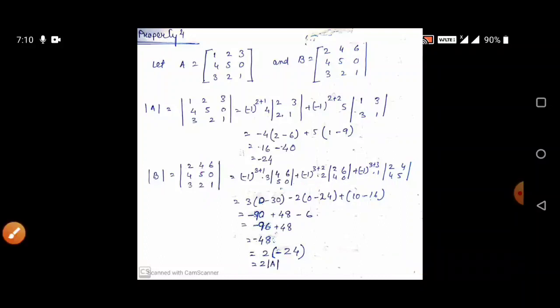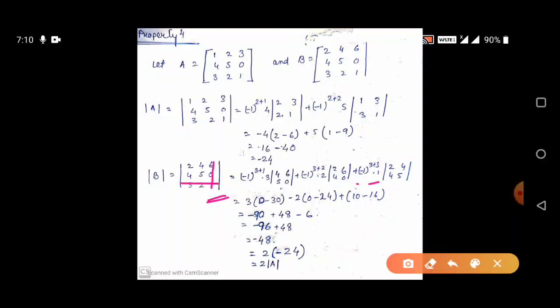Next, we have to do plus. Now, we have to take 1. So, 1 is in the third row third column. So, minus 1 to the power 3 plus 3 into 1, leaving the third row third column, the remaining elements are 2, 4, 4, 5. After that, doing the calculation, we have minus 48.